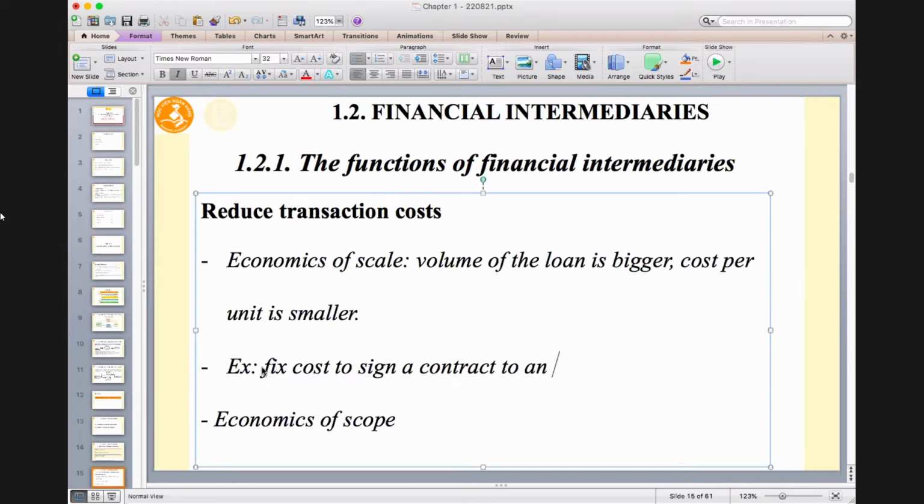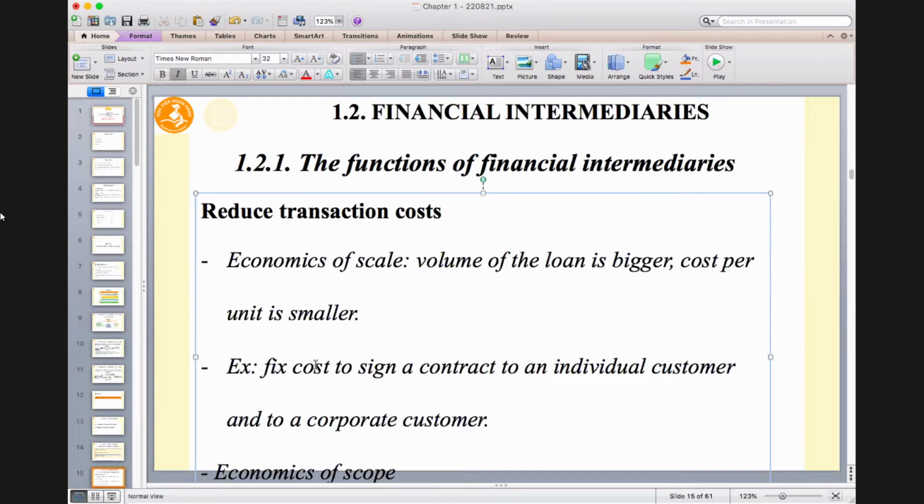To an individual and to a corporate customer. However, the volume of individual customers is small, and the volume of loans to corporate customers is much bigger.